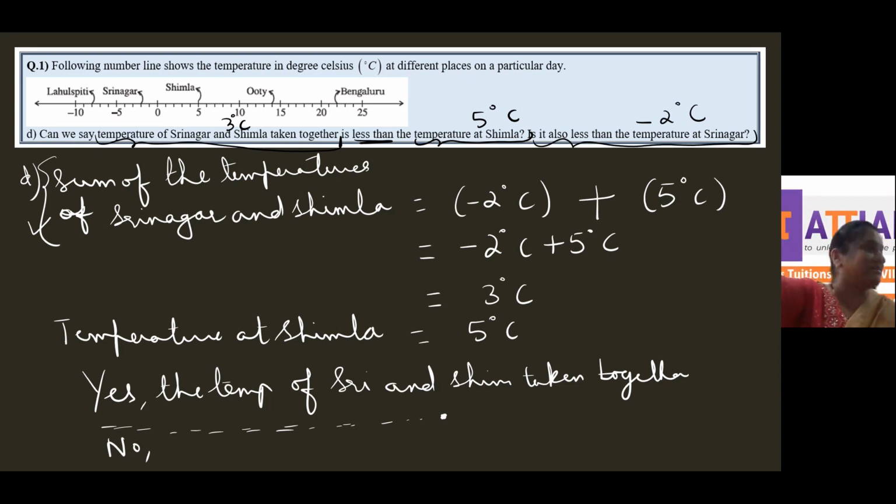There are only two here. First we compare 3 and 5. Next, what are we comparing? 3 and... yes or no? First we compared 3 degrees Celsius and 5 degrees Celsius. So we said yes, 3 degrees Celsius is less than 5 degrees Celsius. Then we have to compare 3 degrees Celsius and -2 degrees Celsius. So for that the answer is no. It is not less than the temperature at Srinagar. Do we understand? Very good. So I'm not writing that part. You should know how to complete it. So that's about the first question. The first question had 4 sub-questions. We've answered all of them.